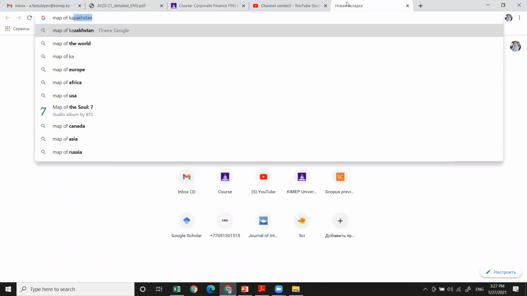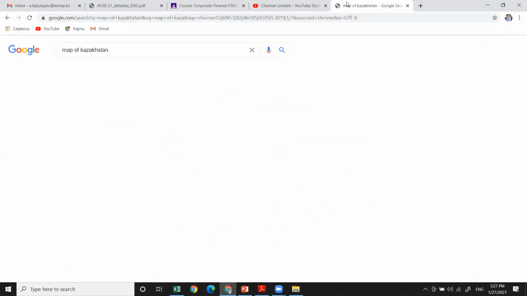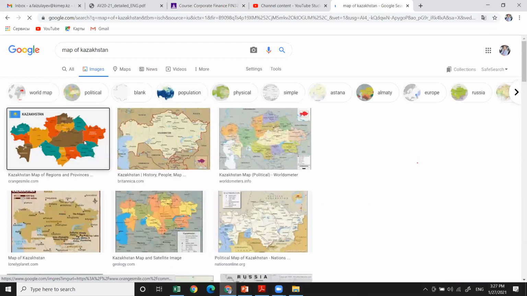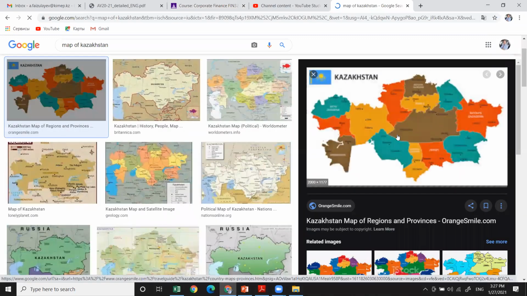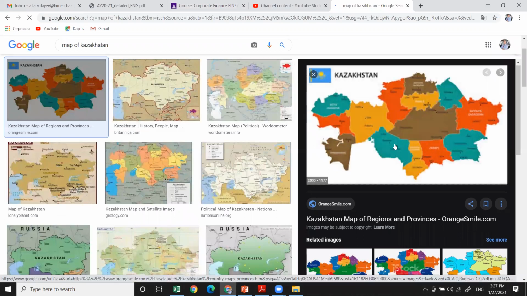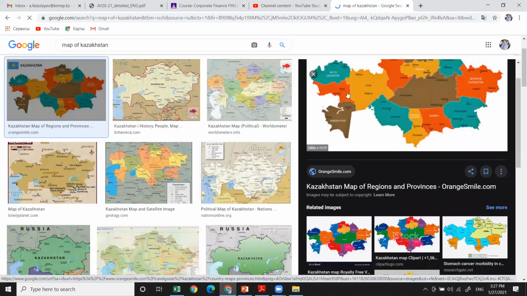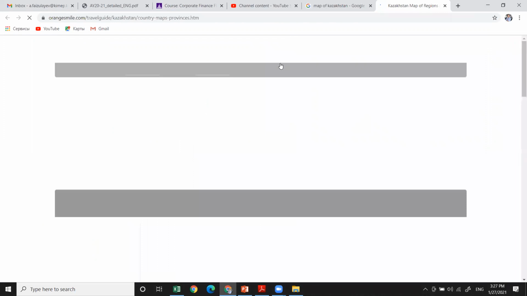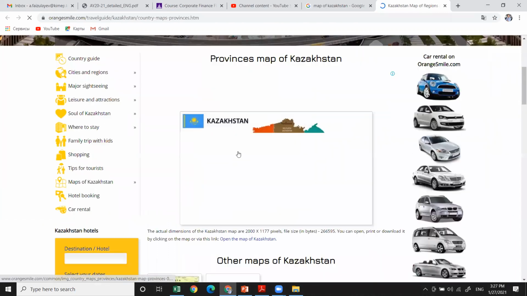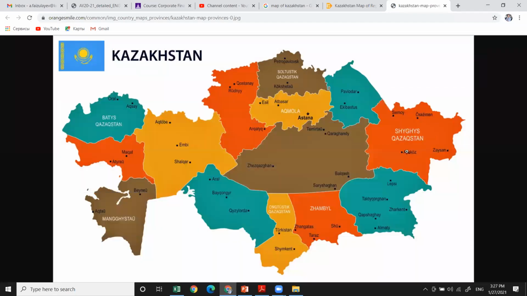Map of Kazakhstan. Okay, where would you want to do this? Which city? Almaty. Just a second. Here, the Almaty Oblast is here, the region, as we can see. Yes? You want to do it here.